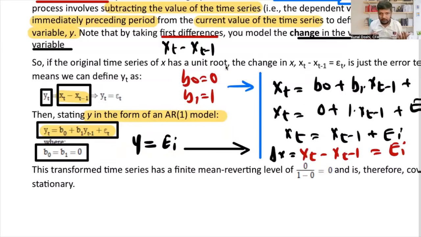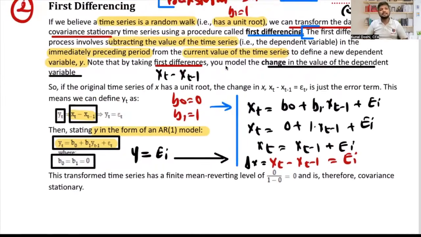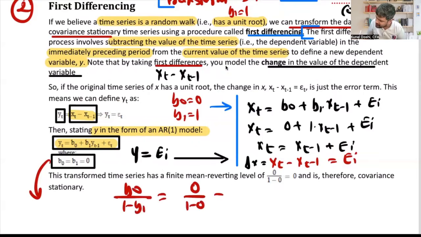That is error. Now, is it covariance stationary or not? To understand this, remember when I say B1 and B0 both are 0, then my covariance stationary mean is B0 over 1 minus B1, which is 0 over 1 minus 0. Now, 0 divided by 1, you will still get 0, which is finite. But 1 over 0 is not finite. So, it does meet the property.